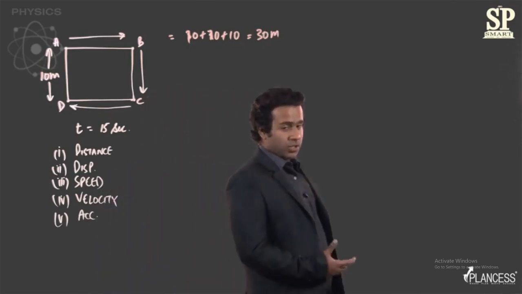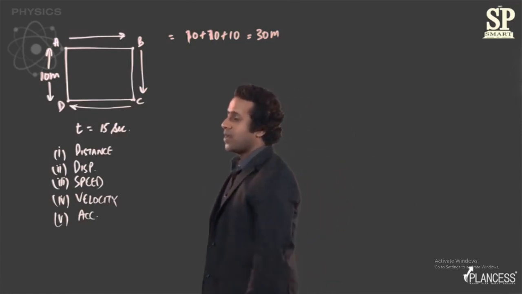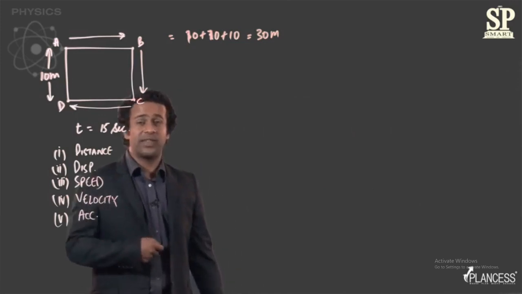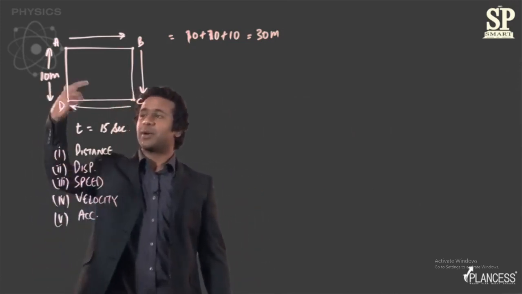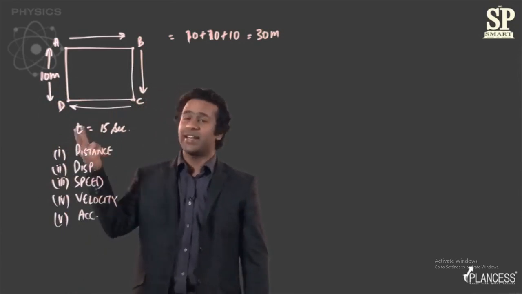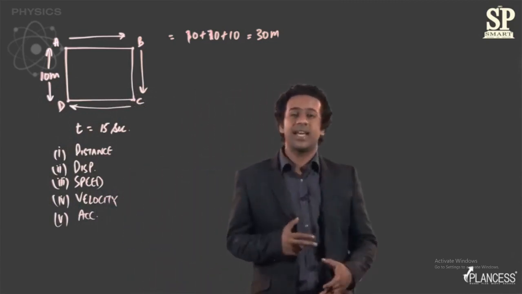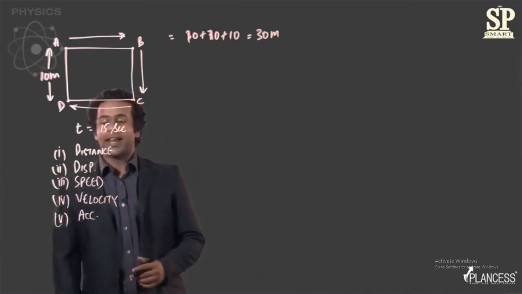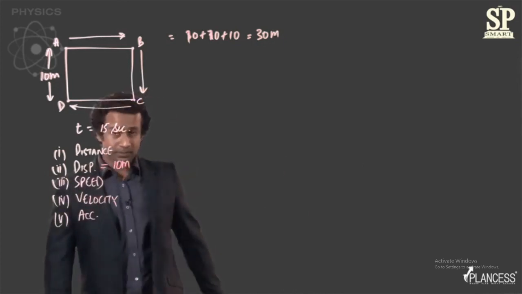Right. So this was fairly easy. Let's now look at displacement. Now, displacement we had seen is the shortest distance between the initial and the final position. So the shortest distance between A and D is the line AD itself. And we had seen that the shortest distance between 2 points is a straight line joining these 2 points, right? So, for the second part, displacement is simply 10 meters.